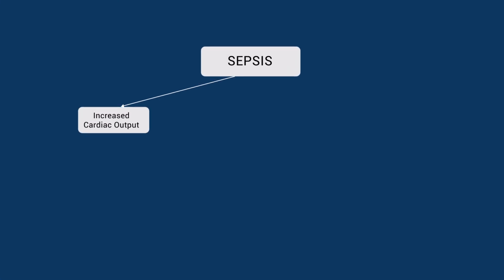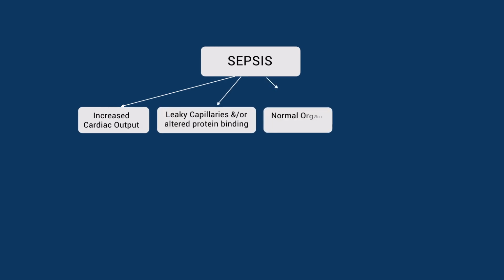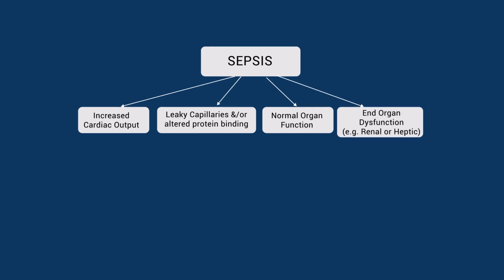Understand that for any given patient, the bioavailability of the antibiotics is unpredictable. For example, let's say a patient with sepsis. He can have increased cardiac output, he can have leaky capillaries and altered protein binding, he could be perfectly normal, or he could have significant liver and renal dysfunction. All this is going to act in different ways. Increased cardiac output is going to increase renal blood flow, therefore increasing clearance of the drug.